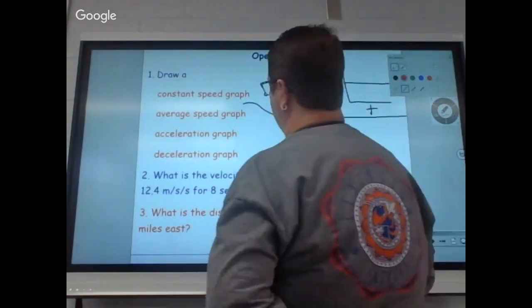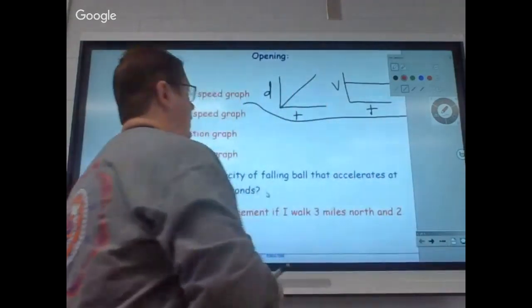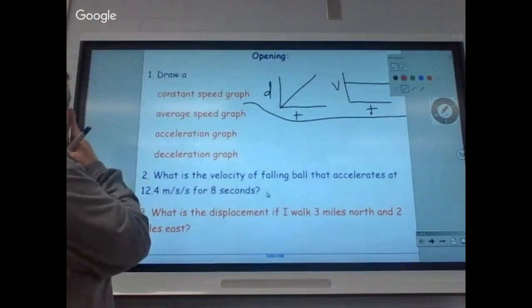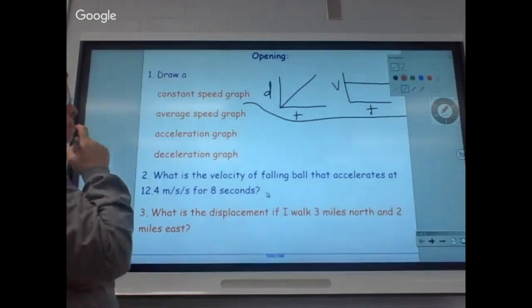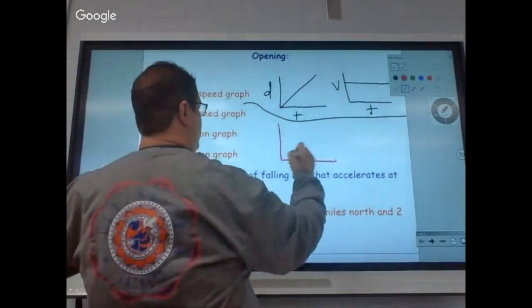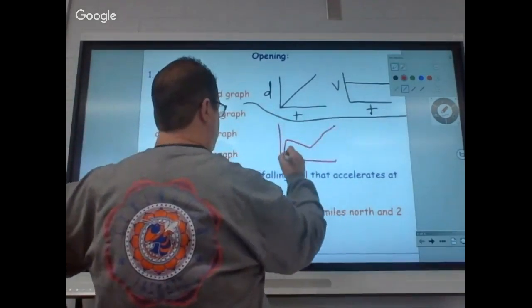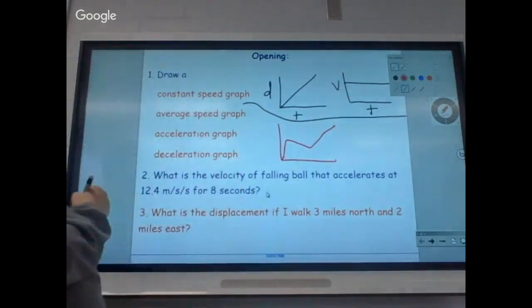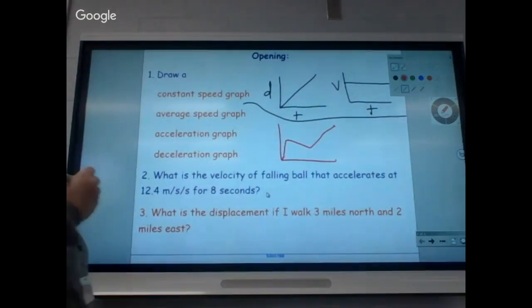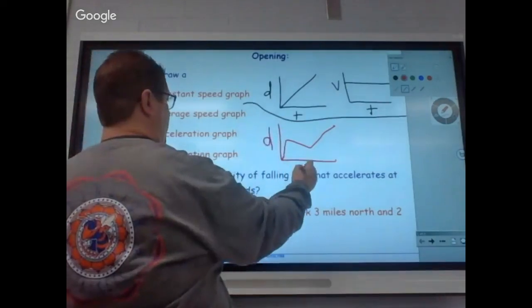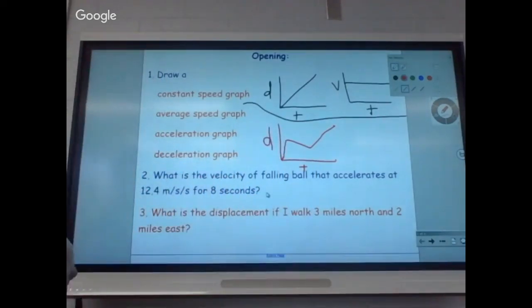All right, so for the next one, average speed. What would average speed look like? Like going up and going up. Okay, so that up, down, weird stuff would be average. So how do you label your axes? D and T. Everybody okay with those two so I can erase and draw the next two?